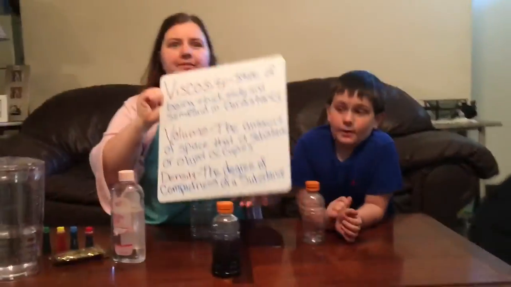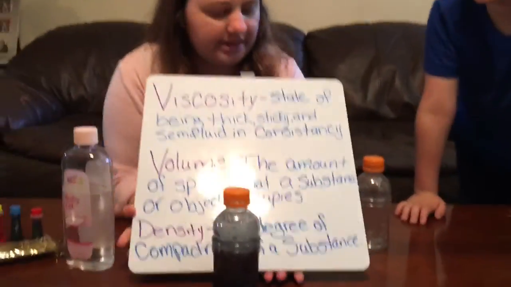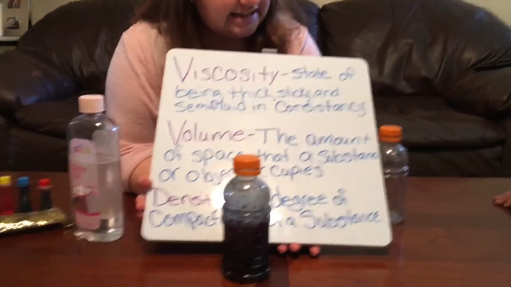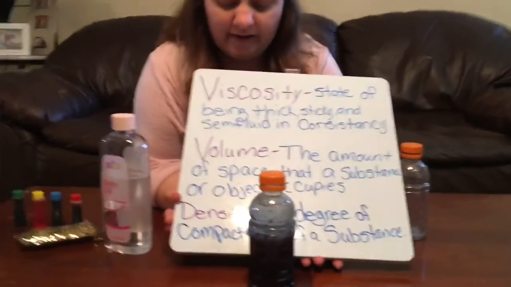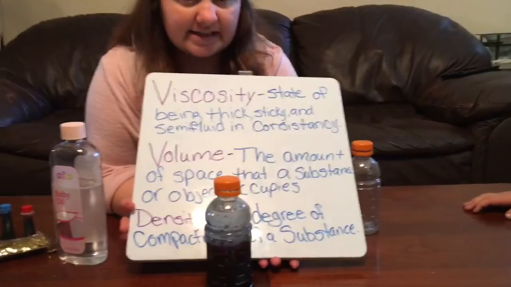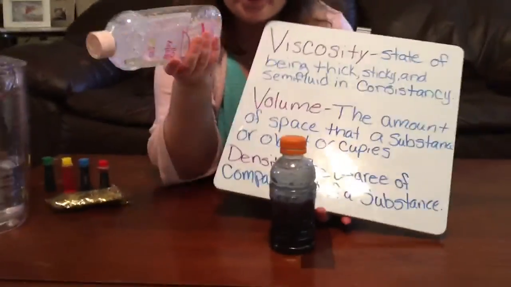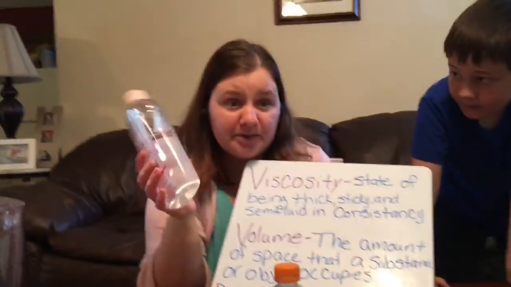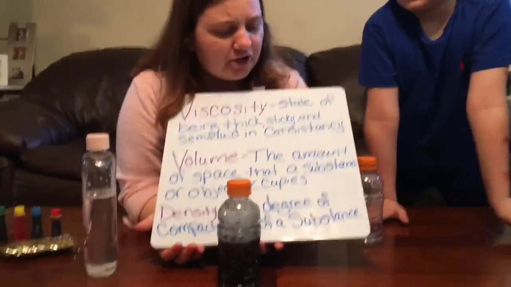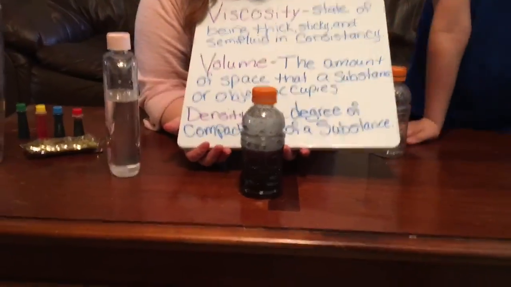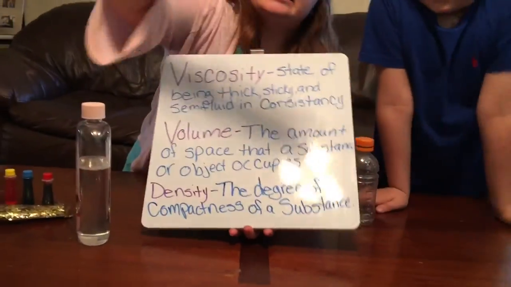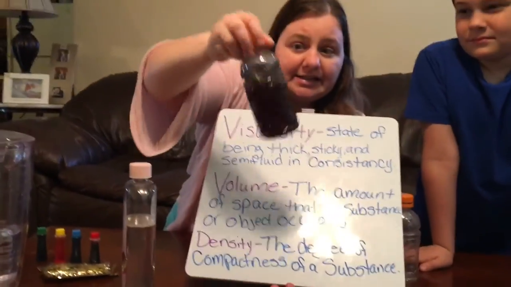Well, let me go over some vocabulary words with you. The first one is viscosity. Viscosity is the state of being thick, sticky, and semi-fluid in consistency. Oil is kind of thick, sticky, and fluid. Volume, the amount of space that a substance or object occupies. So, the volume is how much liquid is in our bottle.